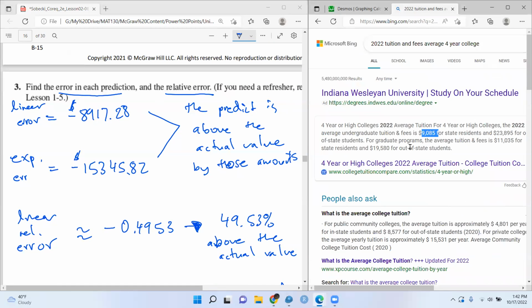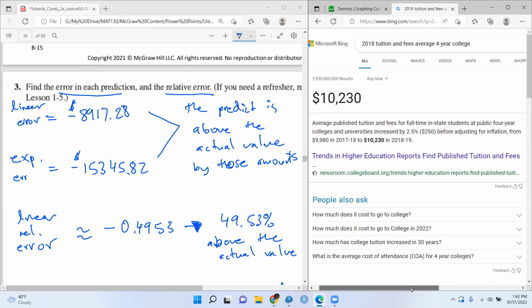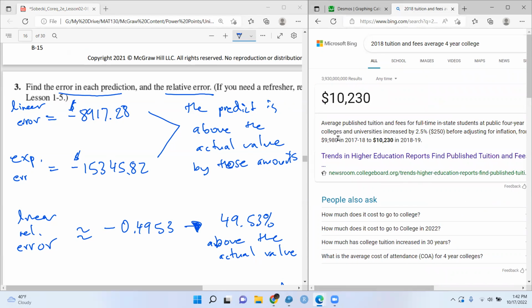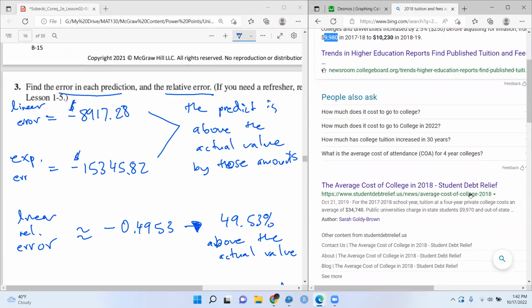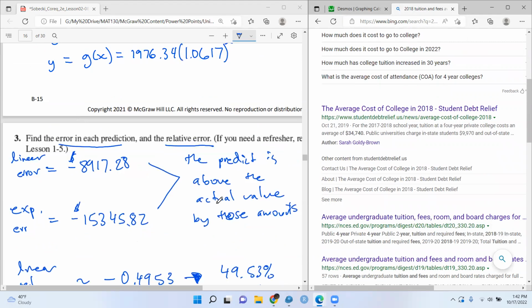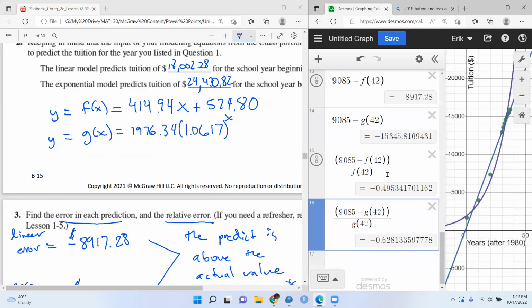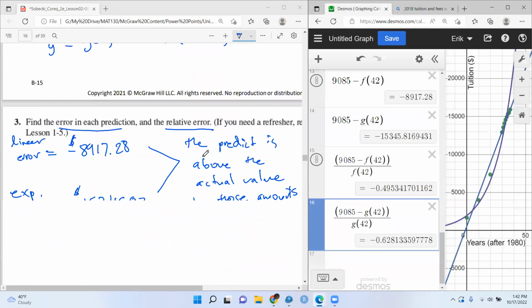We could look at what it was for 2018, the average tuition dollar costs, and nope, it's still about the same. So that's probably the wrong thing. We'd have to really look around and see why these numbers did not match what our model is suggesting, because our models are really good models.